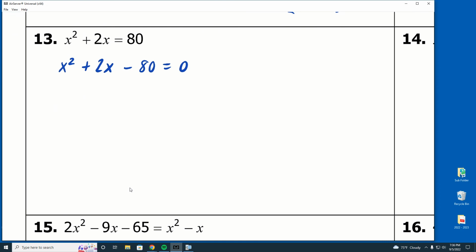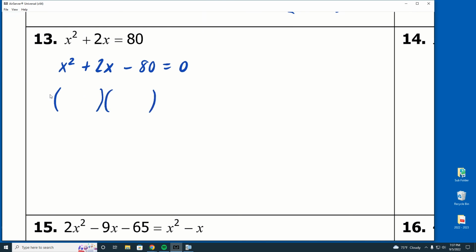Now, can I pull out any greatest common factor? A lot of people might think, well, you can pull a 2 out because 2 comes out of 2 and 80. But does this x squared have a 2? Absolutely not. You cannot pull out something that every term does not have. So this is a trinomial, no GCF. So we're going to try to factor it into two binomials.